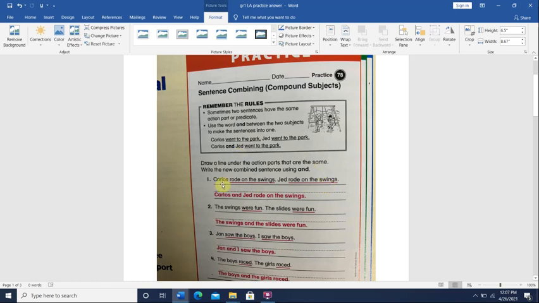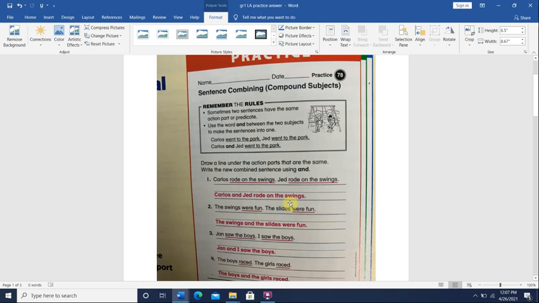What we will do, we write the first subject, which is Carlos. Remember, subject is the naming part of the sentence. And instead of writing this part, the predicate, we will write and. So Carlos and Jed rode on the swings. I'm sorry. Carlos and Jed rode on the swings.